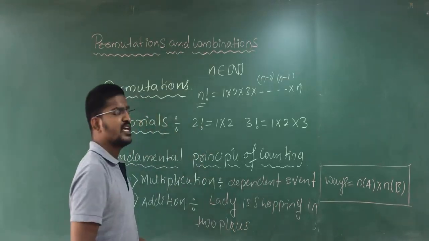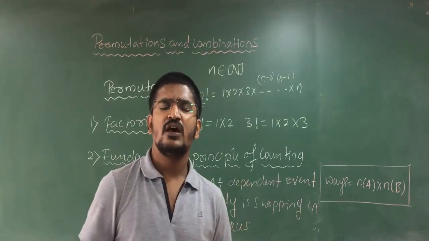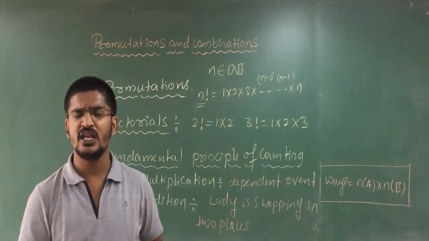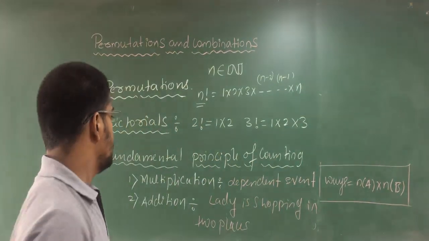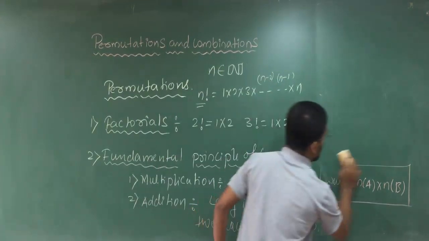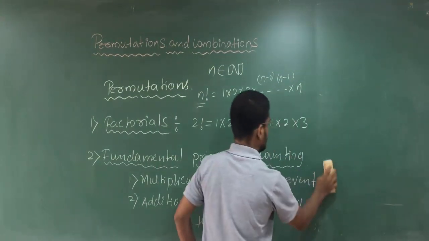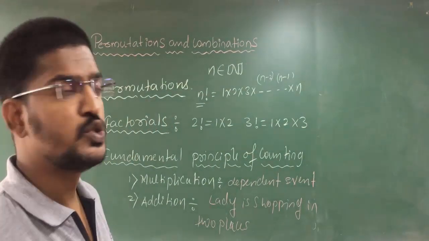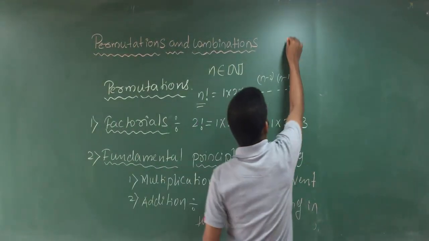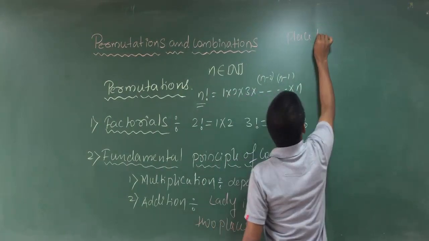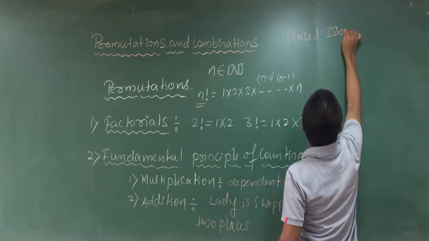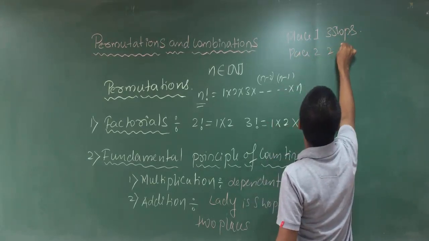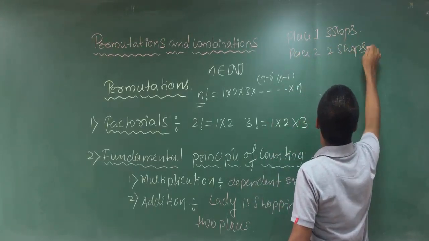That means she is going for 2 places. Let us consider place 1 has 3 shops. Are you getting my point? Clear? Place 1 has 3 shops and place 2 has 2 shops. Place 1, 3 shops. Place 2, 2 shops. Clear?